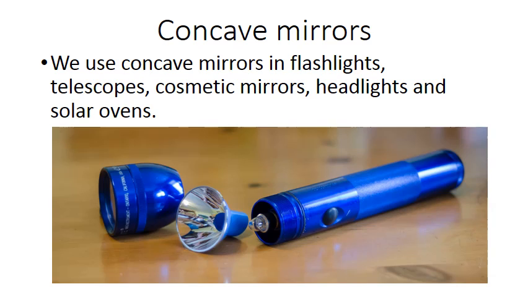In cosmetic mirrors, it'll just make things look bigger. In headlights, it projects the light as well. In solar ovens, you put the food that you want to heat at the focal point, and then all the light coming in will hit the food that you've put there and heat it up.